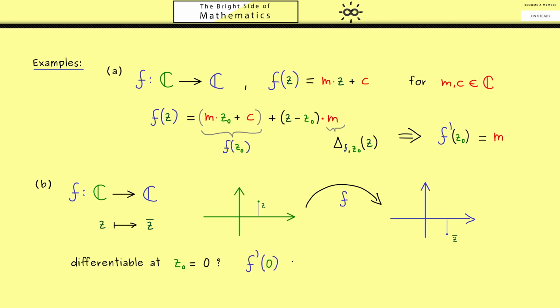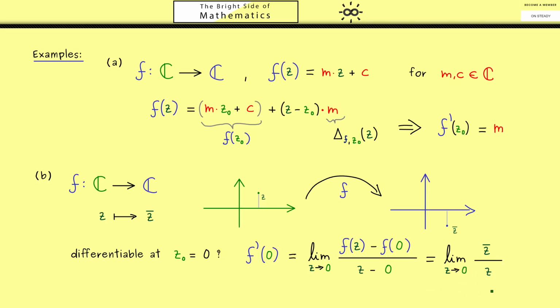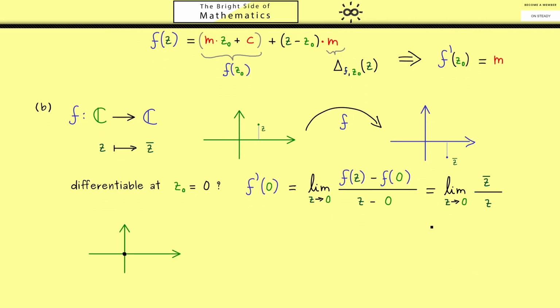Now, by definition, if the derivative exists, f prime of 0 is given by our limit. So we have f of z minus f of 0 divided by z minus 0. So we can immediately simplify this, because when we flip 0, we don't change anything. Hence, we have the limit z to 0 of z bar divided by z. Okay, and now it turns out that exactly this limit does not exist. In order to see this, please recall that z to 0 here means that in a complex plane, we have a lot of possibilities. So we can go from different directions into 0.